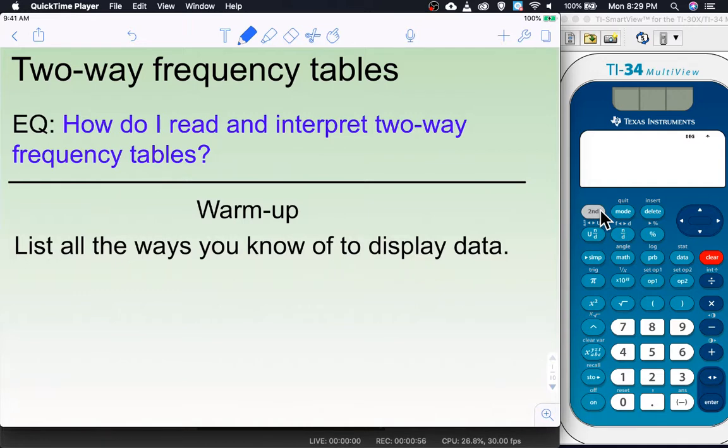Those are both kind of the same thing. There's also like the double bar graphs and double line graphs. Scatter plot is one we just learned about in the previous few lessons. Well, this is another one. This one's called a two-way frequency table.